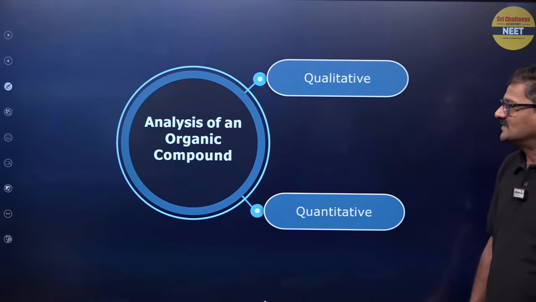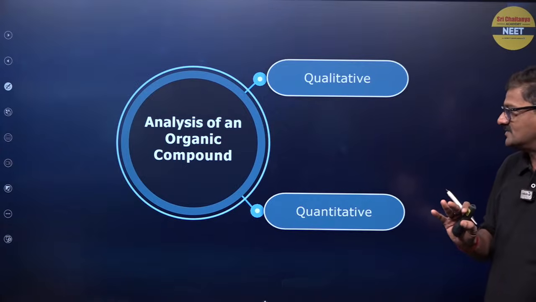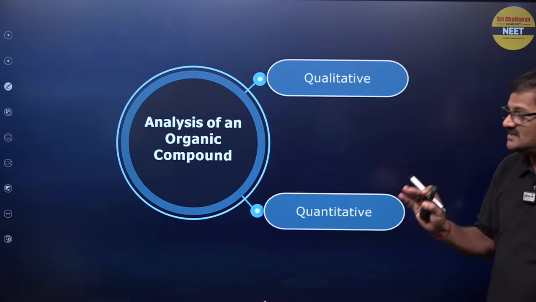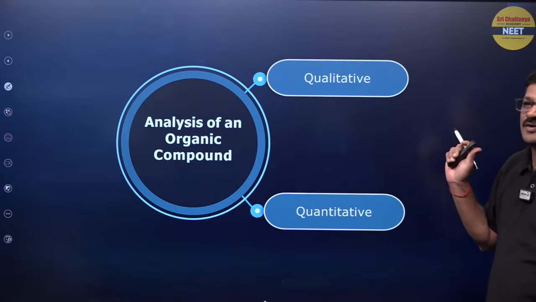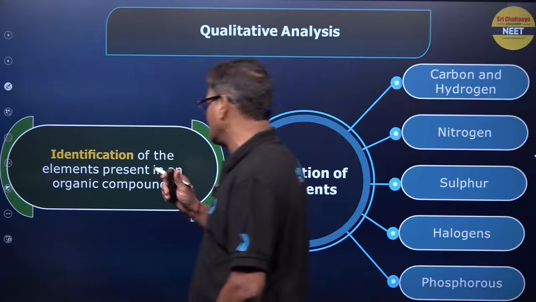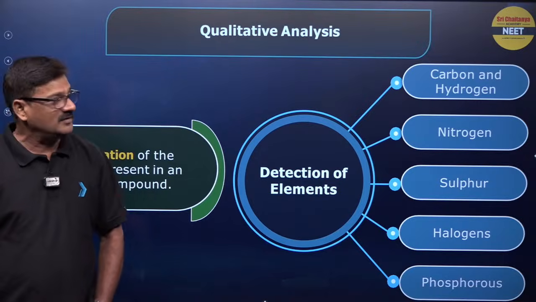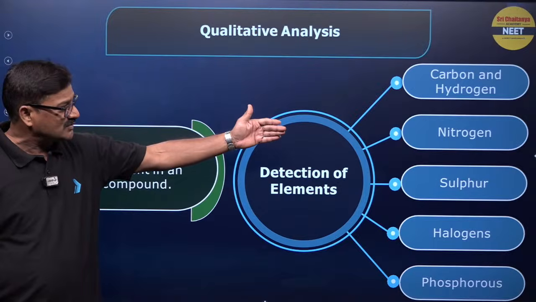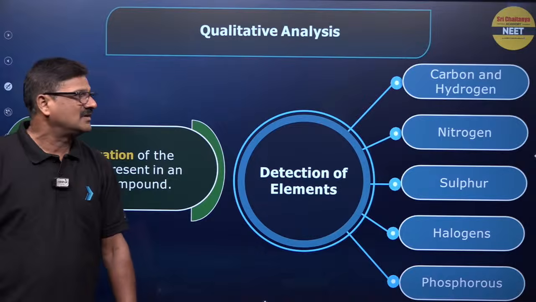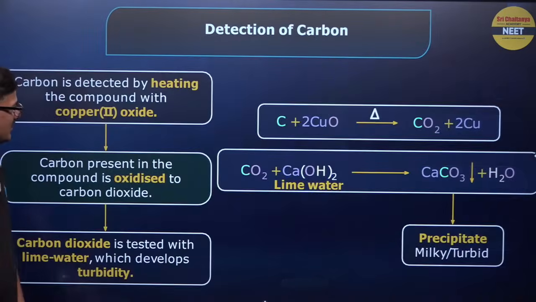Now you can say, so qualitative analysis and quantitative analysis. So analysis, so far we extracted and we analyze it. In this you are going to have very good questions, bacho. So identification of elements present in an organic compound, detection of elements, you can go for carbon and hydrogen, nitrogen, sulphur, halogens and phosphorus. Okay, various elements can be detected in this way.